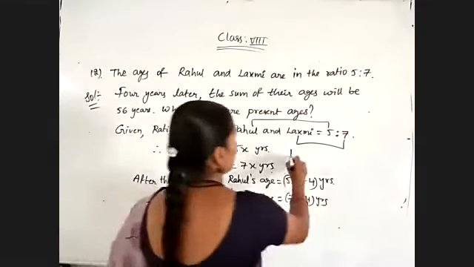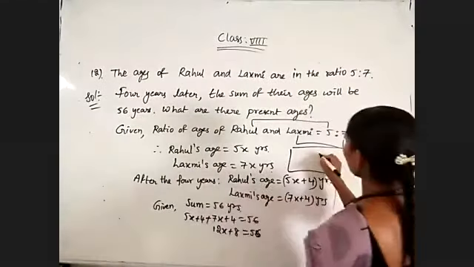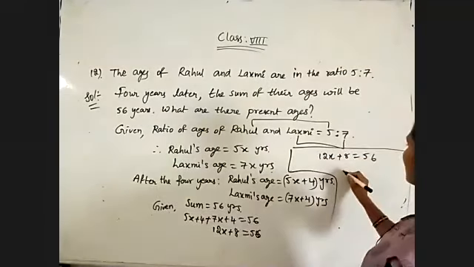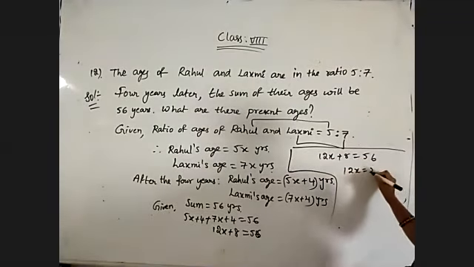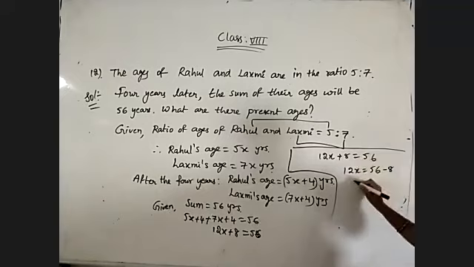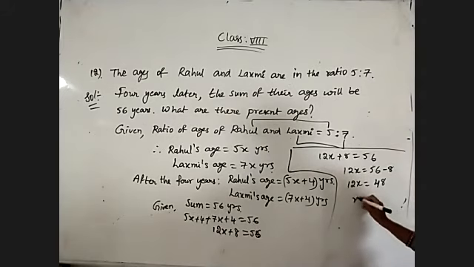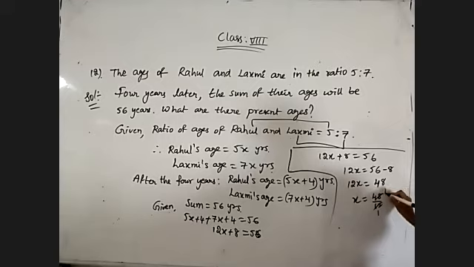Now, 12x plus 8 is equal to 56. So 12x will be equal to 56 minus 8. How much? 48. Then x will be equal to 48 by 12. 12 ones are 12, 12 fours are 48. x is equal to 4.